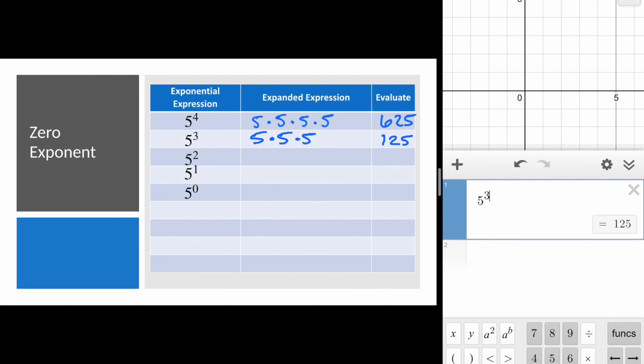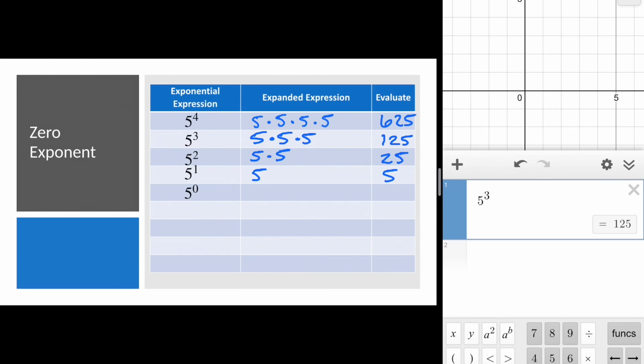Now we're going to expand out 5 to the 2nd power, so that's 5 times 5. And 5 times 5 is 25. We should know that one pretty quickly. And 5 to the 1st power is just 5. So the answer is just 5 there.